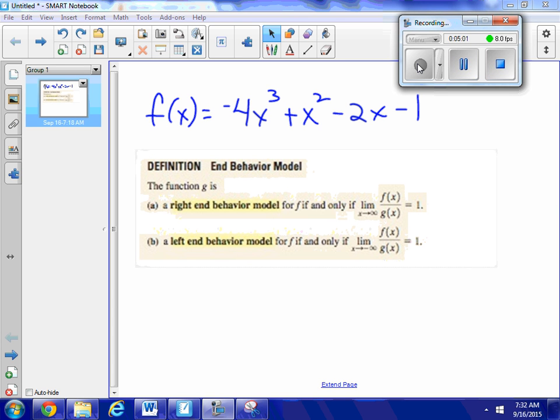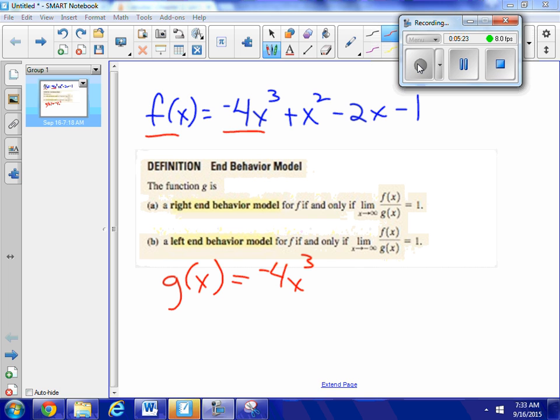The way we show this algebraically is using this definition that comes right out of the book. So if this is f of x right here, this is my full f of x, I want to show that g of x, which I'm going to set equal to just my highest power with the leading coefficient, negative 4x cubed, is in fact the end behavior model of the entire function f.